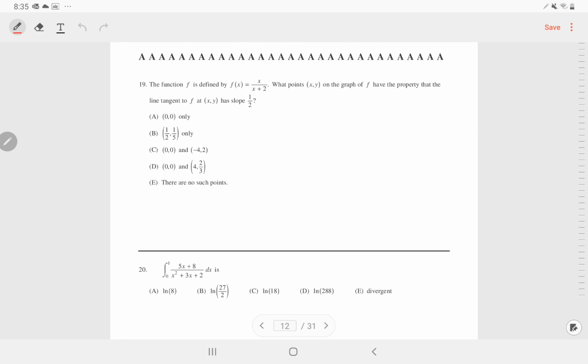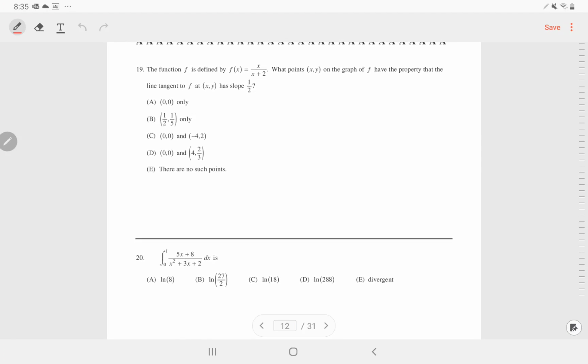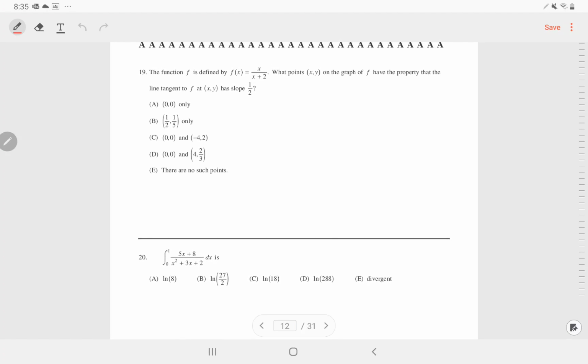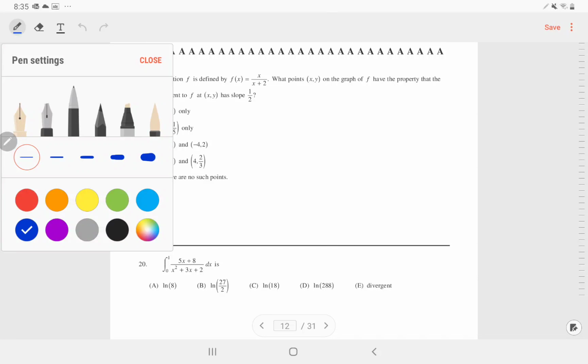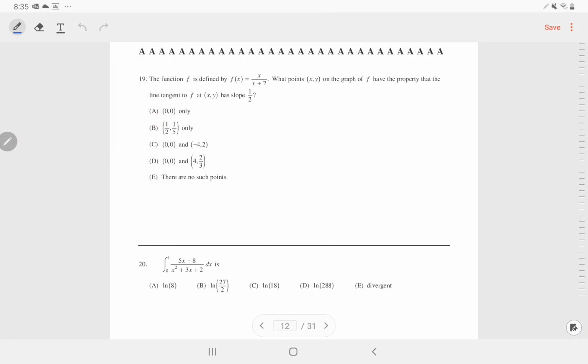Okay, number 19. Number 19 is a 76%. The function is defined, and what point on the graph has the property that the line tangent has a slope of a half? Okay, tangent. How'd you guys do on this one? Unless it was a tricky one. So slope is a half. Do I know the slope? No? Tangent, not normal, right?